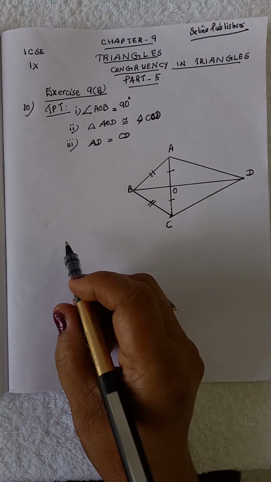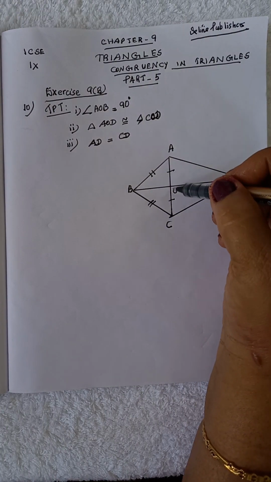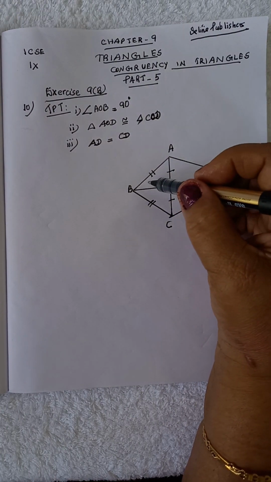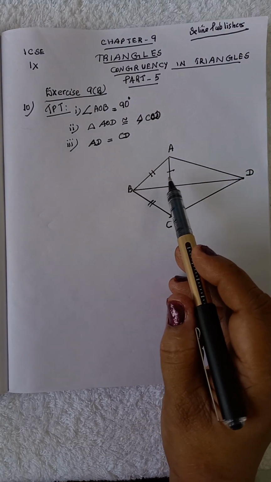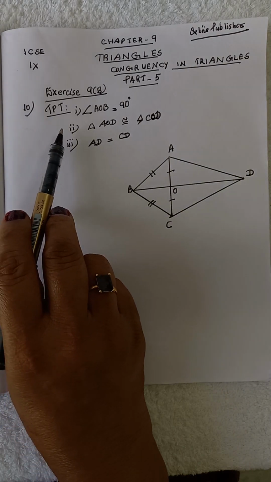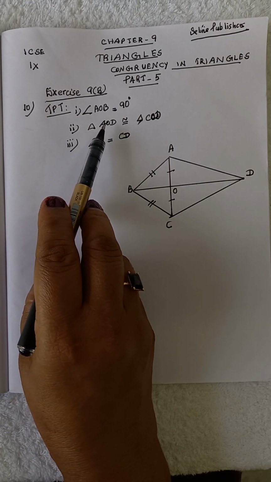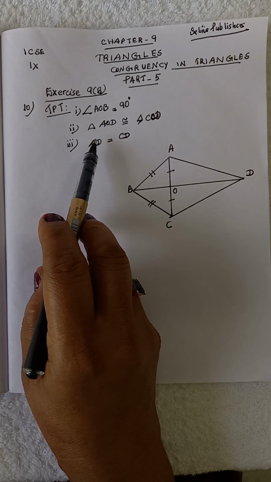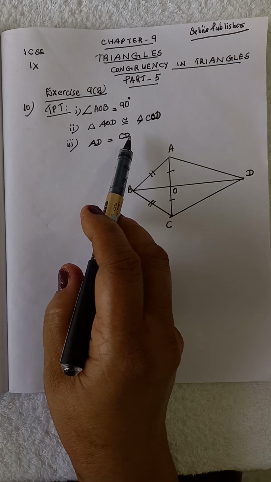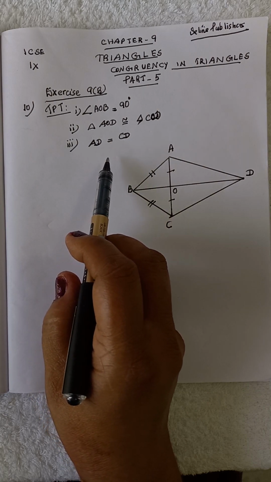10th question is, in the following figure, OA is equal to OC and AB is equal to BC, that they have marked. Then we have to prove that. First one, angle AOB is equal to 90 degree. Second, triangle AOD is congruent to triangle COD. Third one, AD is equal to CD.